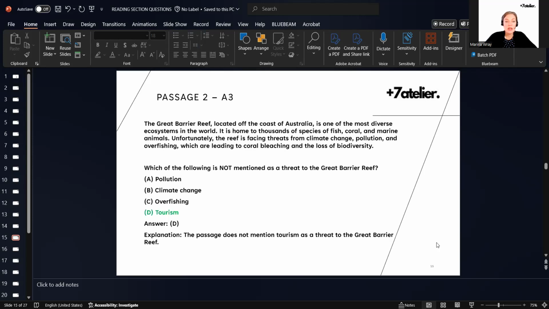So the correct answer is D, tourism. The passage does not mention tourism as a threat to the Great Barrier Reef.